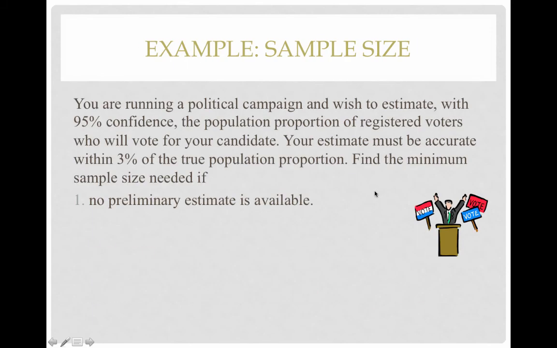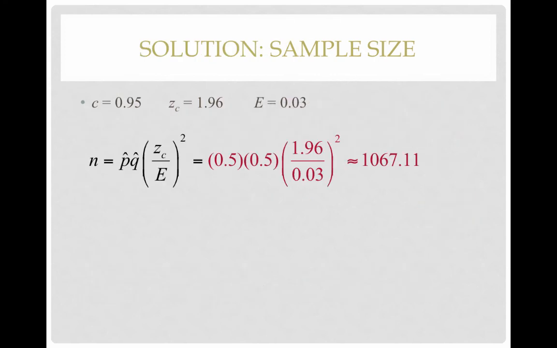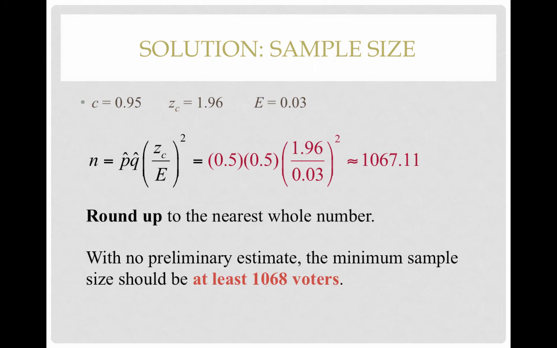What are we dealing with here, guys? We're dealing with registered voters, right? So is it possible to have 0.1 of a registered voter? Heck no, right? So what are we going to do? We're going to round up to the nearest whole number. So with no preliminary estimate, the minimum sample size should be at least 1,068 voters.